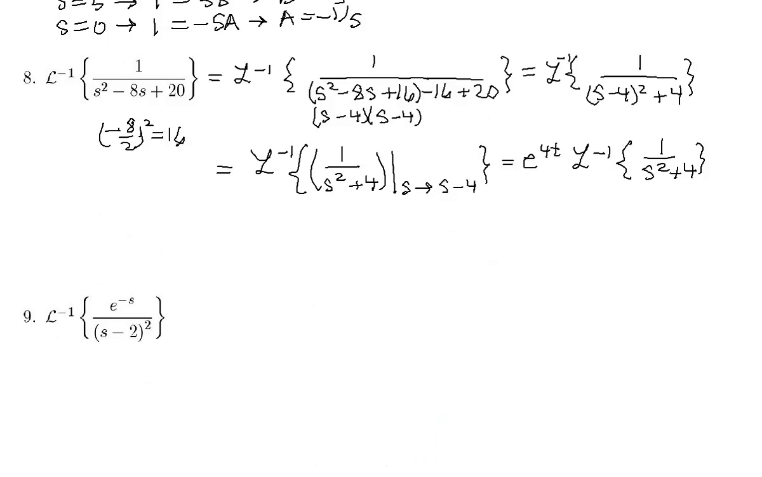Go back to our exam here. And we've got an e to the 4t out in front there. So this is going to be 1/2 e to the 4t, and then sine of 2t. And that one's all set.